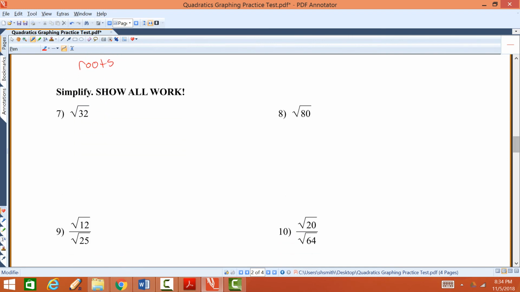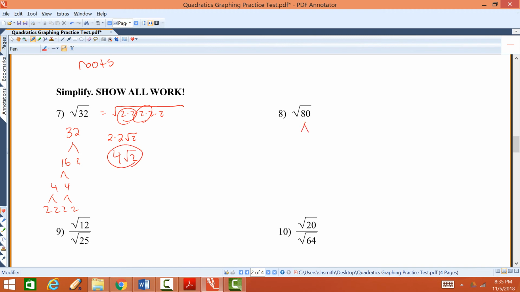Okay, 7, 8, 9, and 10. So for these, we need to make the tree. So you need to show your work for these. So you need to break up the number 32. So there's 5 2's. So this is 2 times 2 times 2 times 2 times 2. There's 2 sets of doubles. So that's 2 times 2 times the square root of 2, which is 4 square root of 2.